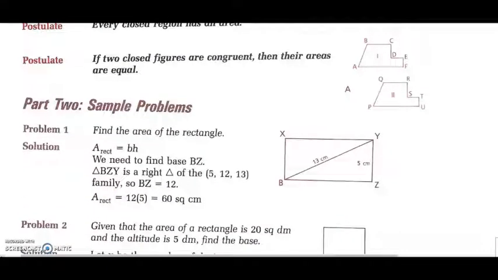Let's take a look at this example. Here we have a rectangle with a dimension of 5 on one side and a diagonal of 13. I hope you recognize that as the Pythagorean triple, such that the other side would be 12. Then 5 times 12 is 60.